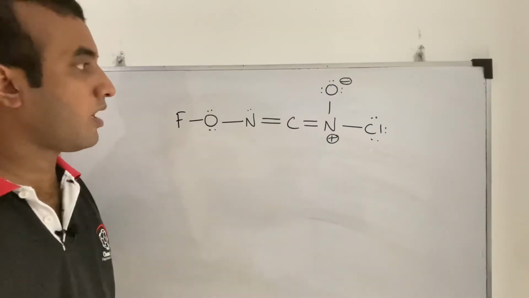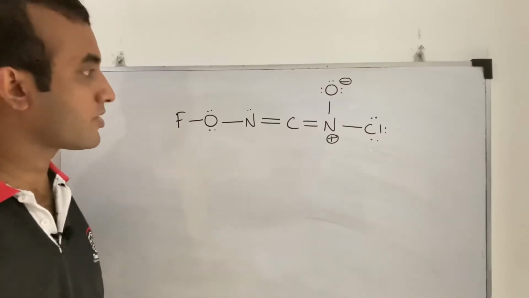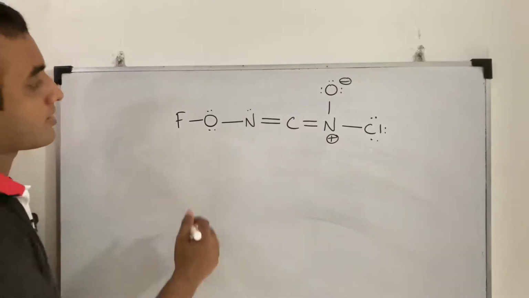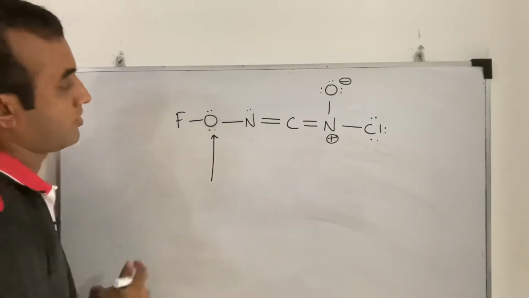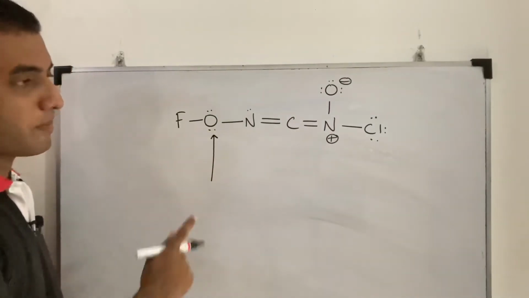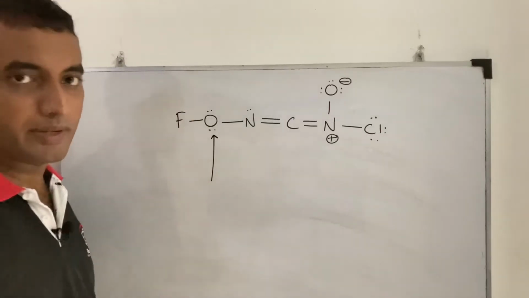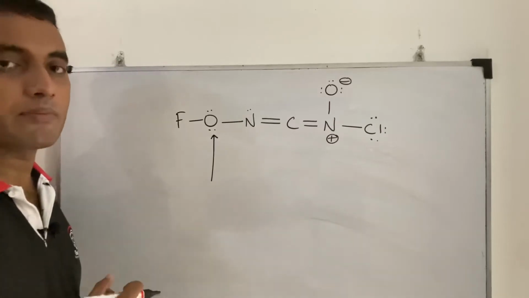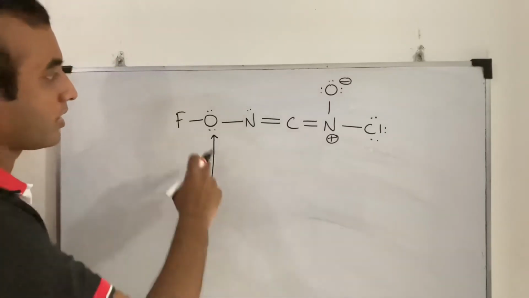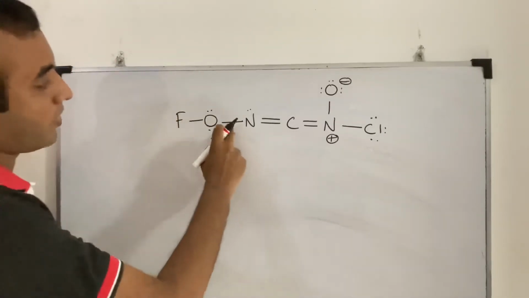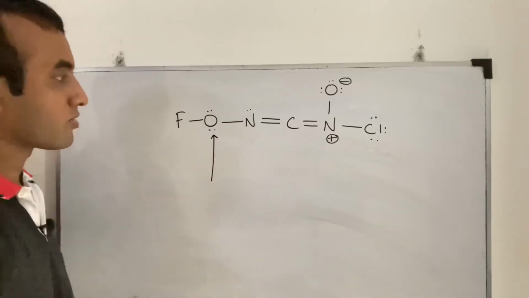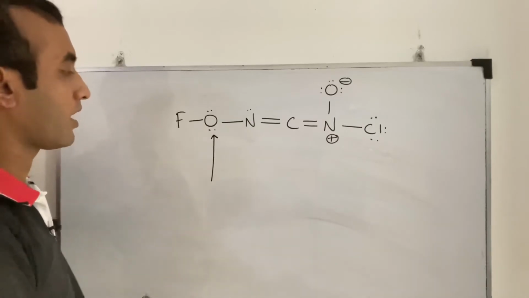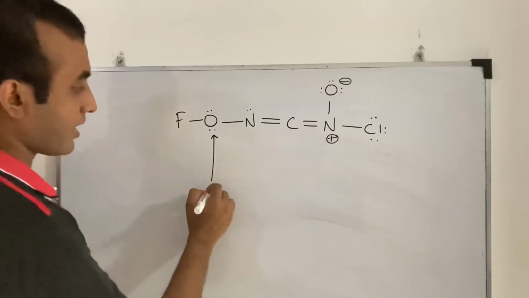Now let's see how to determine the hybridization of the central atoms in this molecule. So let's consider this atom first. Here we know that in order to determine the hybridization, we need to consider the VSEPR pairs, which are sigma bonds and lone pairs. So around this oxygen we have two sigma bonds and two lone pairs. So there are four VSEPR pairs around this oxygen atom. Therefore the hybridization is sp3.